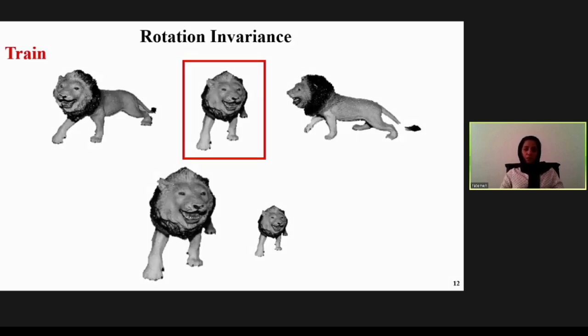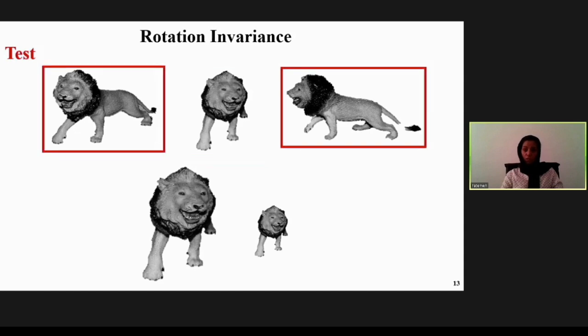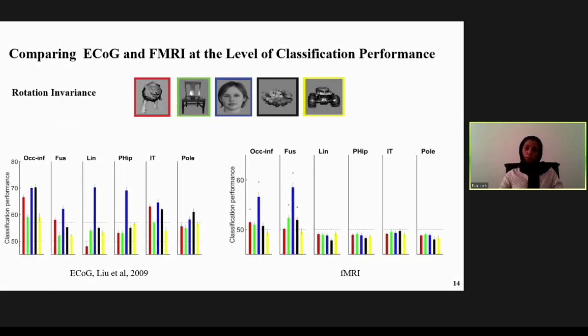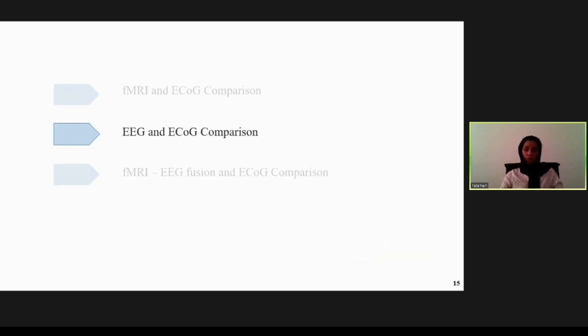A similar analysis was performed to investigate category selectivity under orientation changes. The classifier is trained using the images in the orientation of 0 degree and tested by the rotated images. We observed that the classification performance is higher for faces in the fMRI and ECOG in fusiform area. In ECOG, the accuracies for faces and fruits are almost identical in occipital inferior, whereas in fMRI, there is a significant difference between these categories' performances.